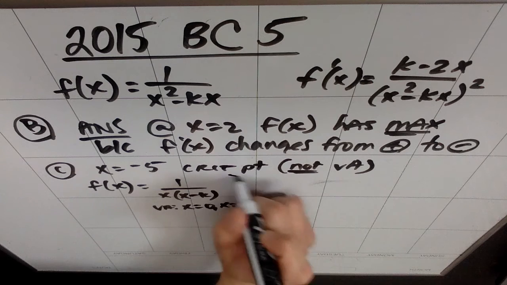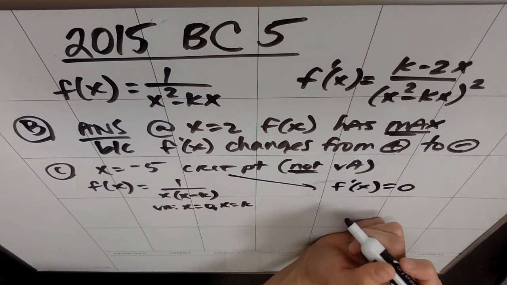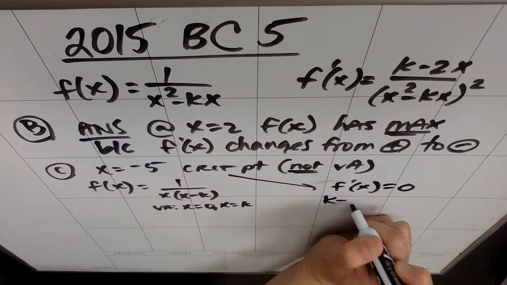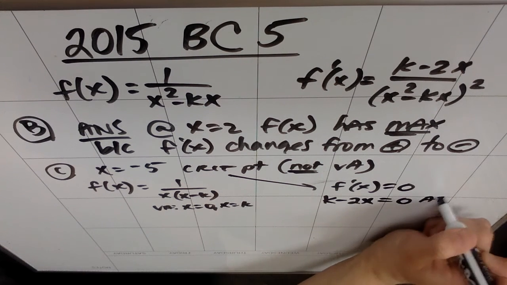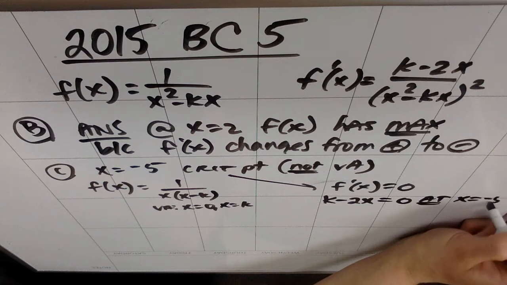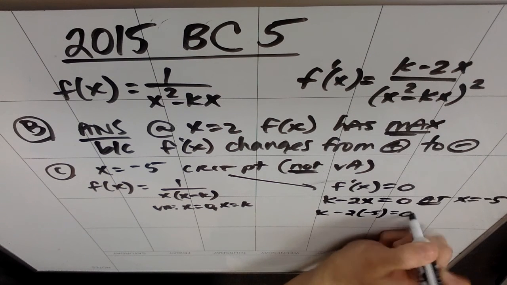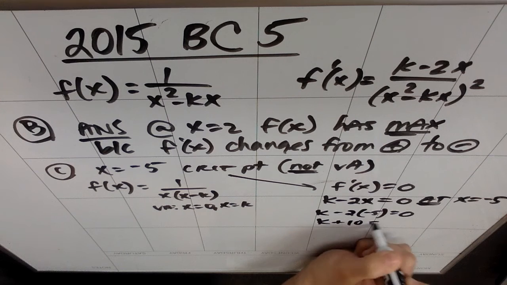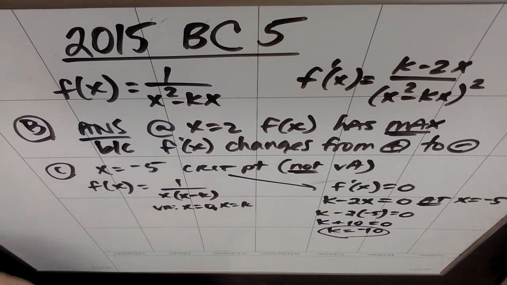So what we're looking for here is we want to know where f prime of x equals 0. That's what a critical point would be. So we're saying that k minus 2x equals 0 at x equals negative 5. Well, that would be k minus 2 times negative 5 equals 0. That's k plus 10 equals 0. So k has to be negative 10 to have a critical point at that value.